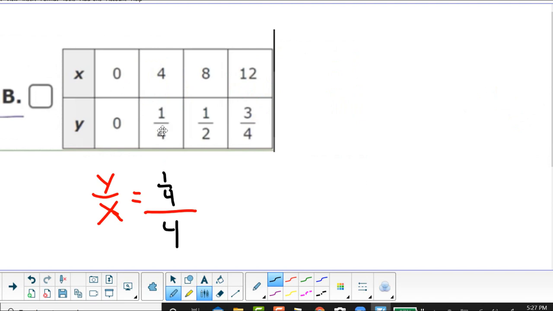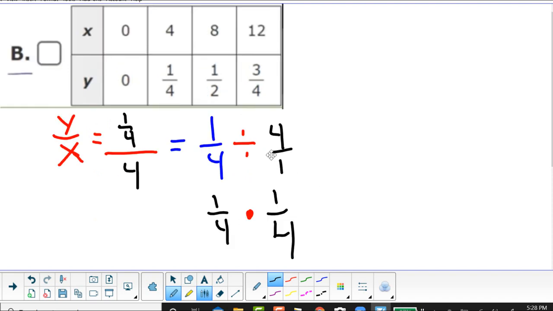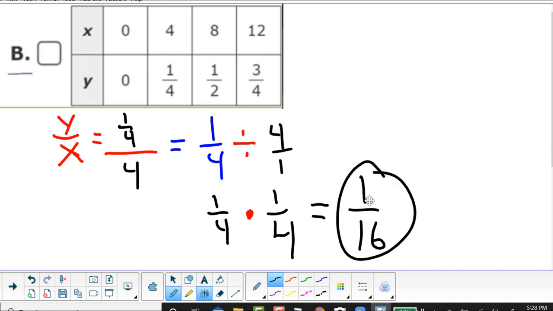Now, you may get a problem like this with fractions. Remember I said we like to use y over x. So if I get y over x, I get 1/4 divided by 4. And remember, you want to put a 1 underneath that. And dividing is the same as multiplying by the reciprocal. So that's why we have flipped it. Remember that keep, change, flip? And that's 1 over 16. So this ratio is 1 over 16.